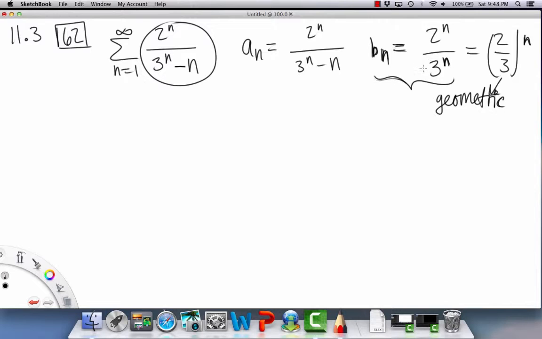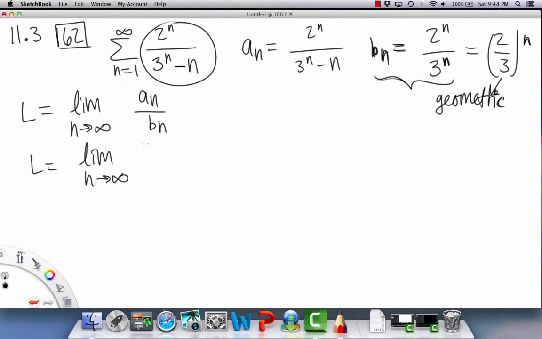So moving on. We're using, like I said, the limit comparison test. So we have big L equals the limit as n goes to infinity of a sub n over b sub n. So then we're going to replace these. We'll have the limit as n goes to infinity of a sub n, which is 2 to the n over 3 to the n minus n, over b sub n, which is now (2 over 3) to the n. And now I'll flip the bottom fraction up.